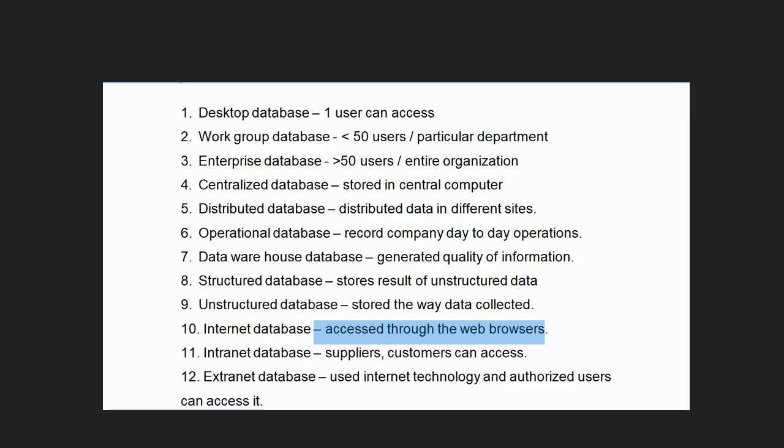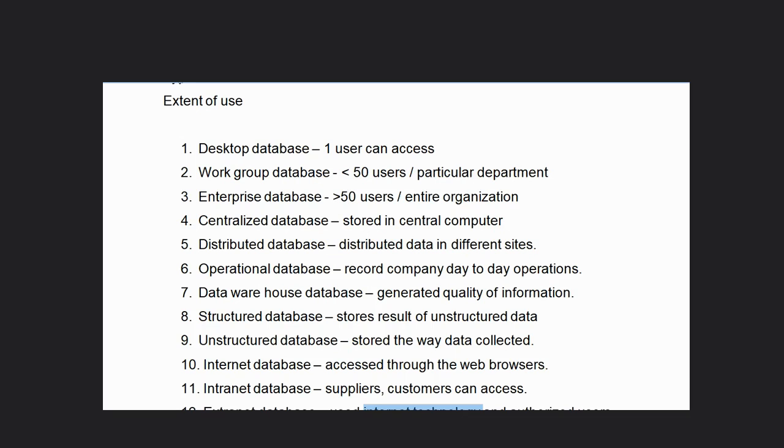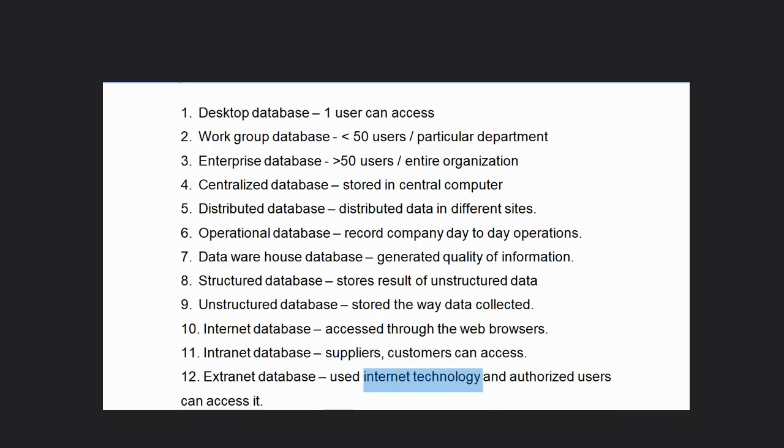Next one, intranet database. An intranet database is accessed only by authorized persons who are registered with the company, like suppliers and customers. Extranet database. An extranet database uses internet technology to access the data. Here only authorized users can access the data. So overall, database approaches are classified based on the number of users, storage locations, processing type, format of the data, extent of use and their technologies.